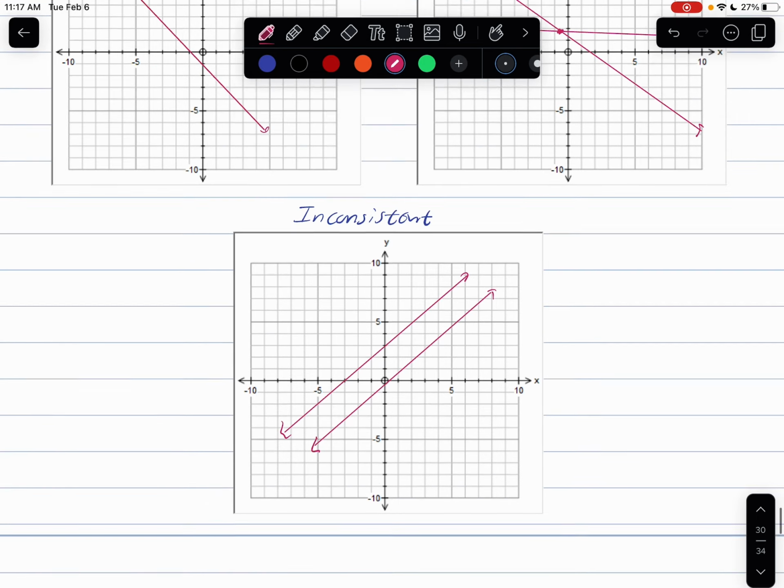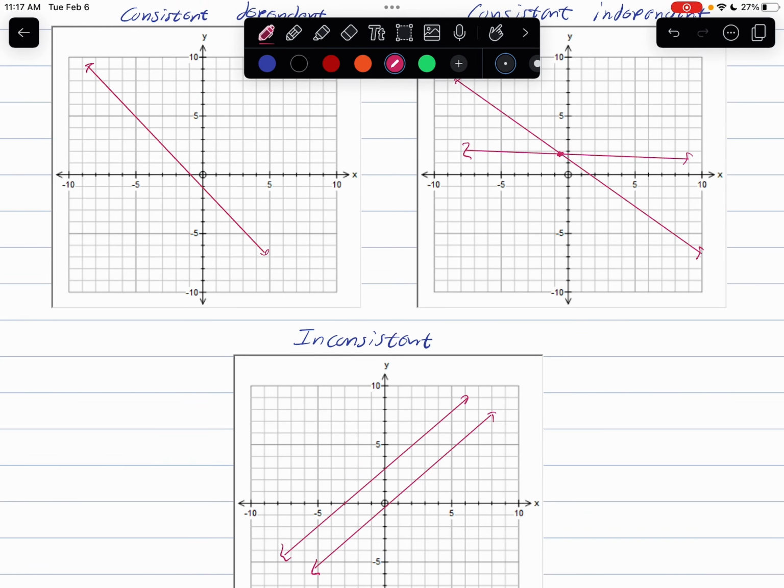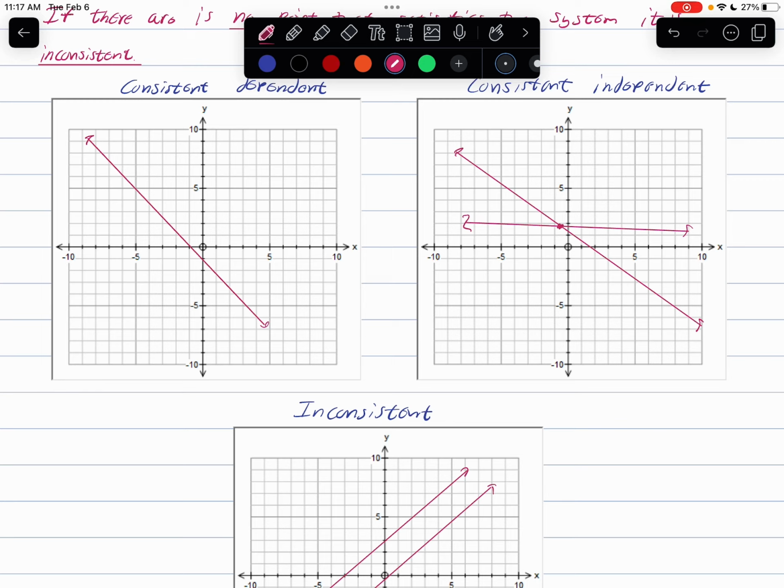So this is how we classify different types of 2 by 2 systems of linear equations.